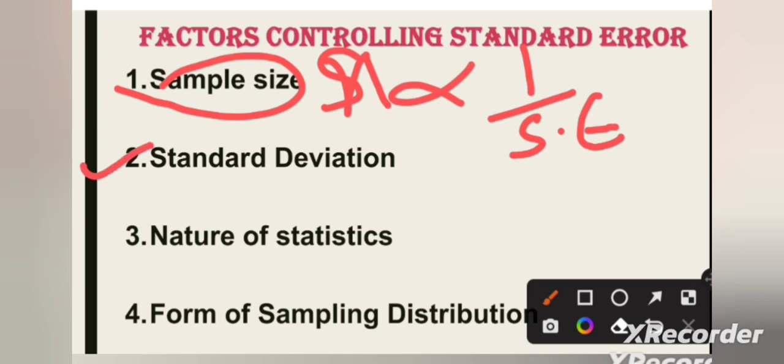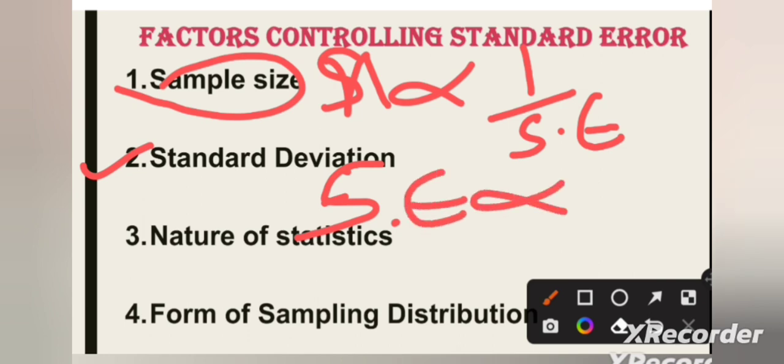Second one is standard deviation. If there is more standard deviation, there will be more standard error. In simple words, we can say standard error is directly proportional to standard deviation. Third one is the nature of statistics, which includes the mean, median, variance of the sample, and last is the form of the sampling distribution.